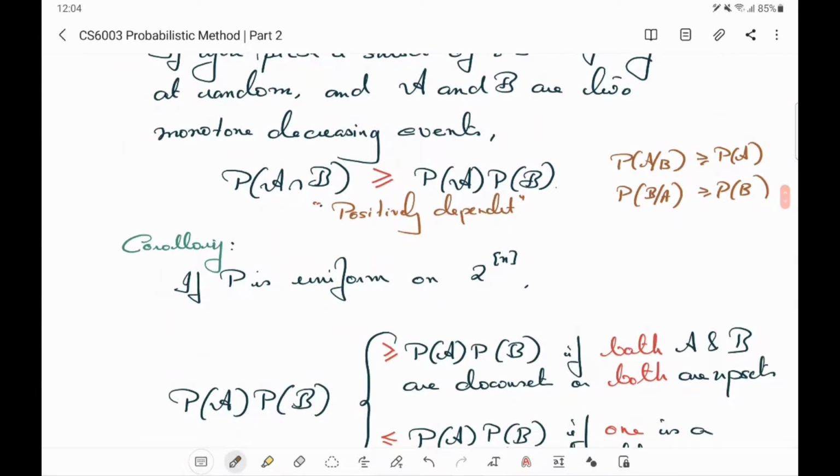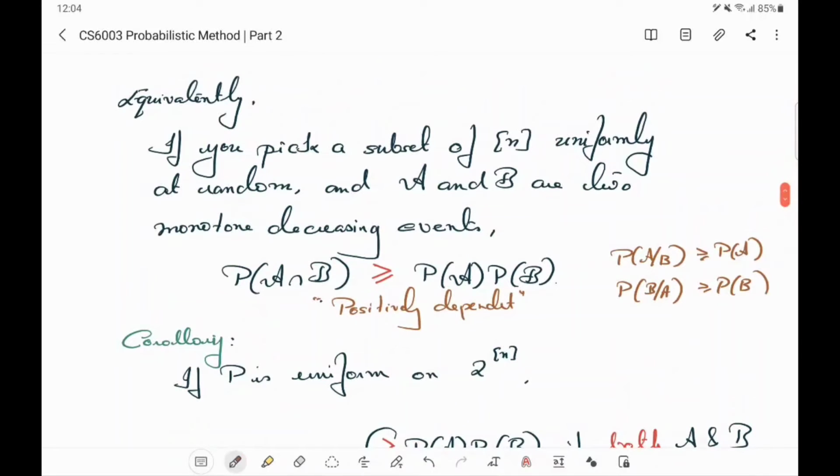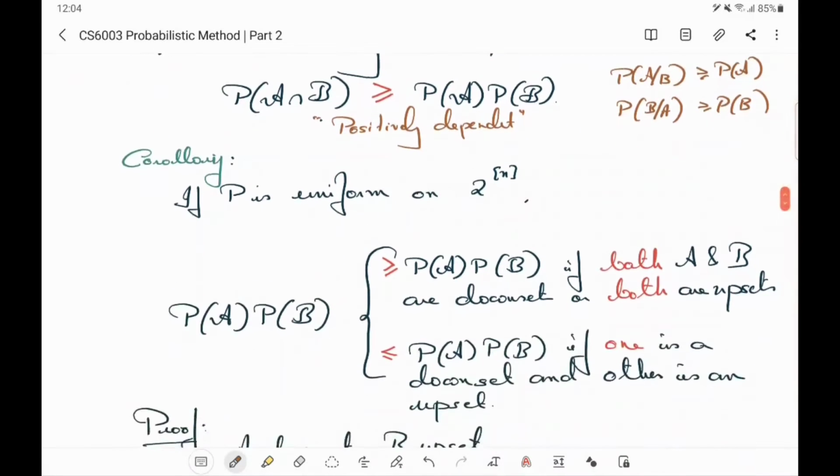And a corollary. Now, this was about Kleitman's theorem. We insisted that both A and B are downsets, but we get two easy corollaries by just some algebraic manipulation. Again, it's the same probability space. It's uniform on the power set of n, which means you are picking a subset of n uniformly at random. For that probability space, oh, this was wrong. I should have written P of A intersection B is greater than or equal to P(A) P(B) if both A and B are downsets.